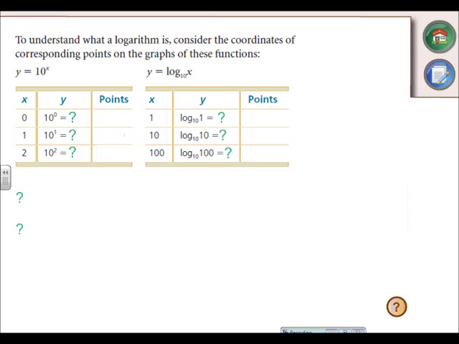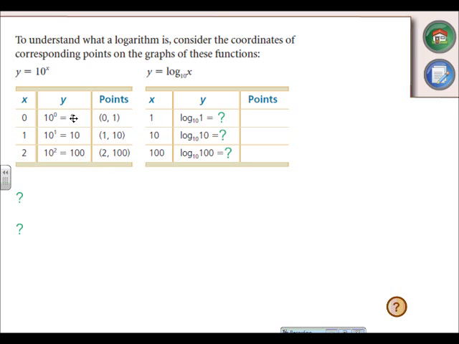Okay, so to understand what a logarithm is, consider the coordinates of corresponding points on these two graphs. Start with the first one. We know 10 to the x. We can work with that. If we go 10 to the 0, we know that that's going to be 1. So therefore, our point's 0, 1. 10 to the 1, that's 10, so 1, 10. And 10 to the 2 is 100, so 2, 100.